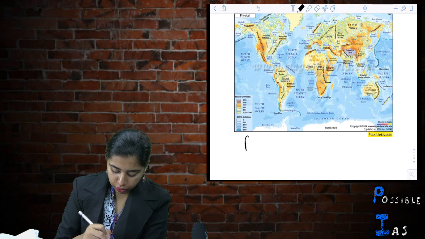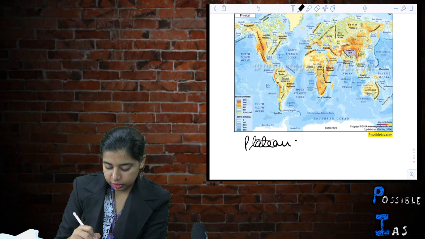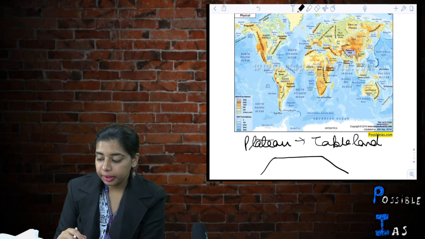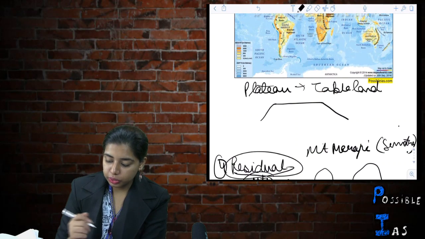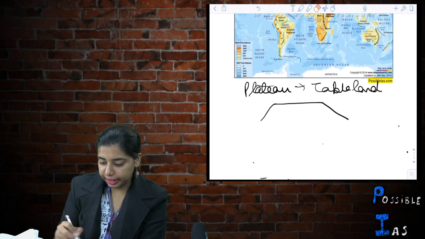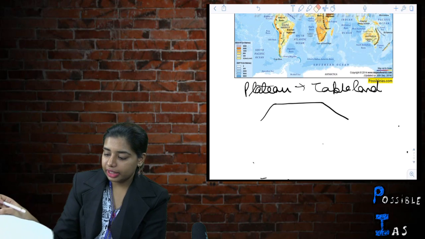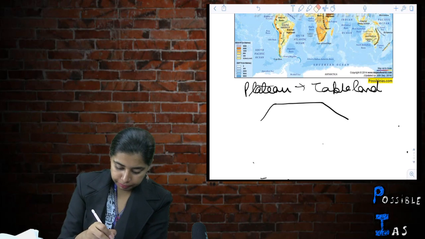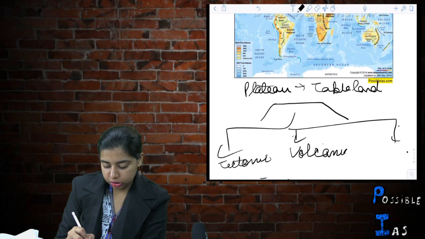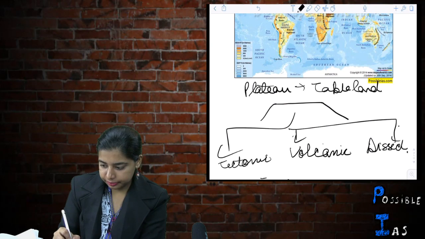A plateau is also known as a tableland. So what is it? It is a high elevated area, flat. Okay, so first of all, there are two types of these plateaus. They can either be tectonic or volcanic. Sorry, there are three types. There are tectonic, volcanic, and dissected. Okay, so tectonic, volcanic, and dissected.